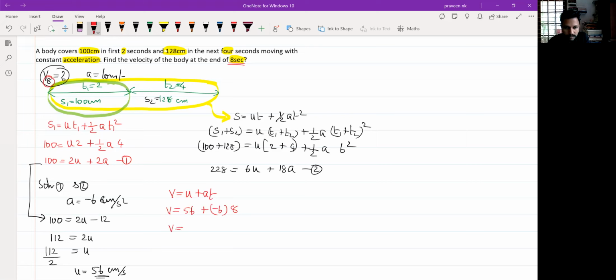Therefore, v is equal to 56 minus, what is the answer? Minus 48, which is equal to 8 centimeter per second. Therefore, the velocity at the 8th second is equal to 8 centimeter per second. That's the answer.